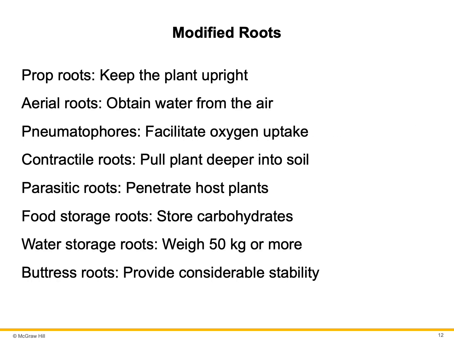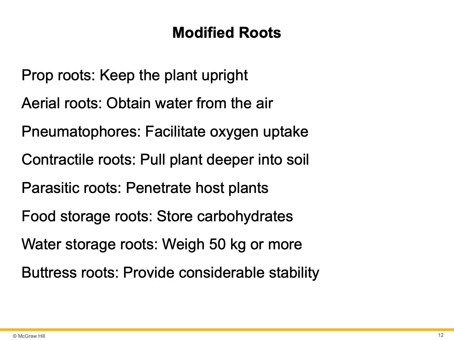Now we are looking at different kinds of modified roots. And here are some examples. The prop roots. Some monocots produce thick adventitious roots from the lower part of the stem, such as corn. They brace the plant against the wind and help them keep standing. We have aerial roots. If you ever grew an orchid at your house, these epiphytic orchid roots extend into the air and help to obtain water from the air.